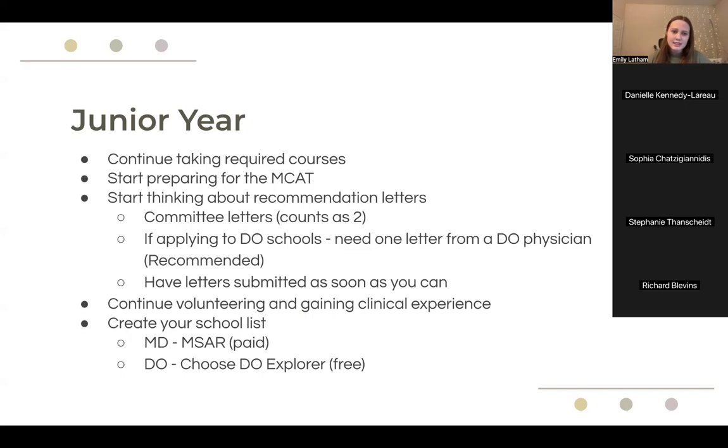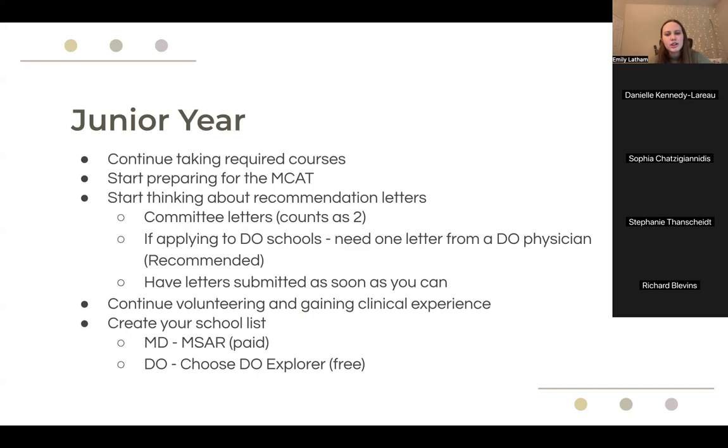And then start thinking about recommendation letters. It's super helpful to ask people early so that they have time to write your letters. Committee letters count as two. And if you're applying to DO schools, you need one letter from a DO physician. I believe that's recommended, but that's pretty important. And then have your letters submitted as soon as you can, because they're important to have as early in the application process as possible.